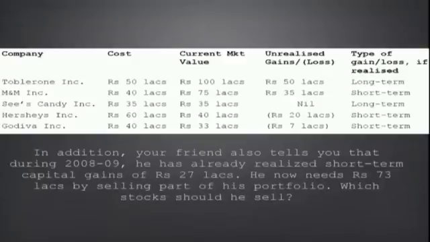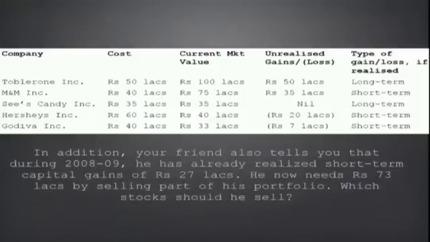Now, if you look at the information on the screen, the way the problem is constructed is that if you were to sell Hershey's and Godiva, you will end up with a loss of 27 lakhs. And you already have a gain of 27 lakhs. So most people say sell Hershey's and sell Godiva, because then you save taxes. But that is not the problem that I've asked my student to solve. The problem I asked him to solve was which are the correct securities to sell, not which are the securities to sell which will produce the minimum tax bill.